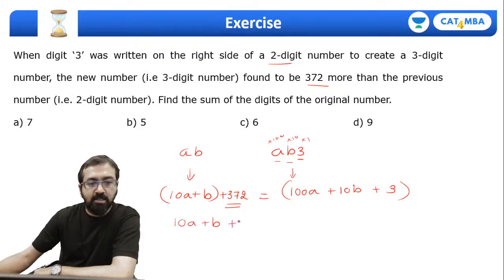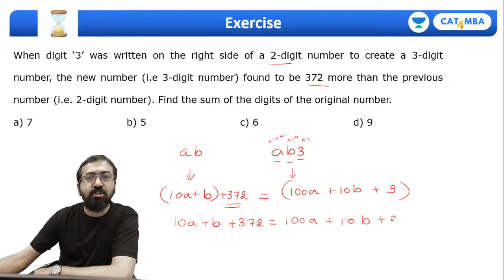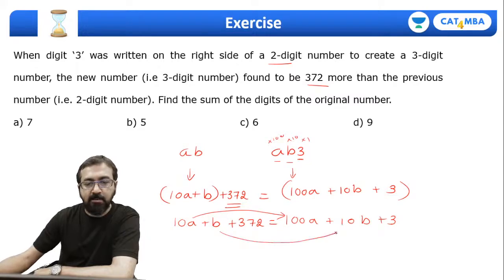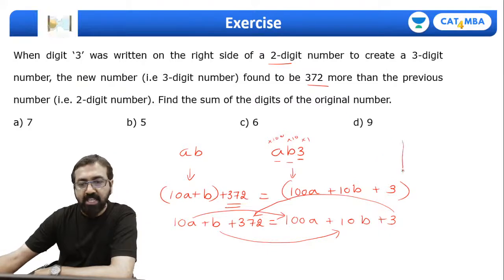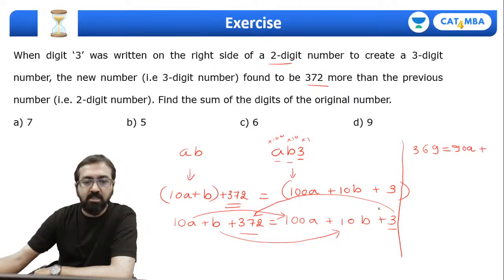10A plus B plus 372 is equal to the same 100A plus 10B plus 3. I'm just rewriting this equation. Now this 10A will be subtracted from 100A, this B will be subtracted from 10B, and this 3 will be subtracted from 372. So what will I get on the left hand side? On the left hand side I'll get 372 minus 3, so it is 369, which is equal to, on the right hand side, 100A minus 10A, so I'll get 90A, plus 10B minus B, I'll get 9B.